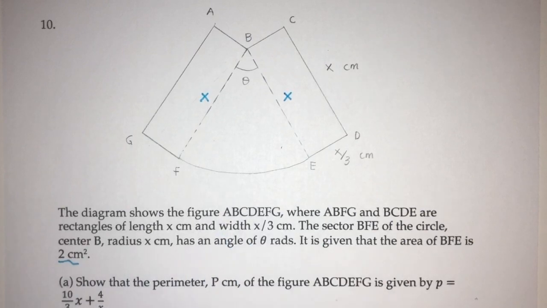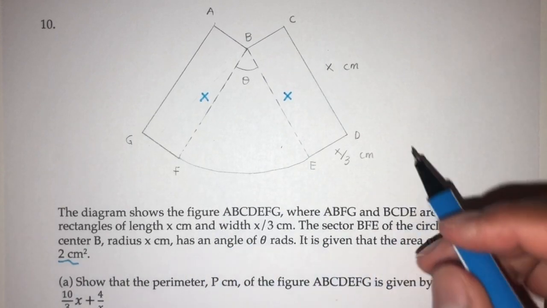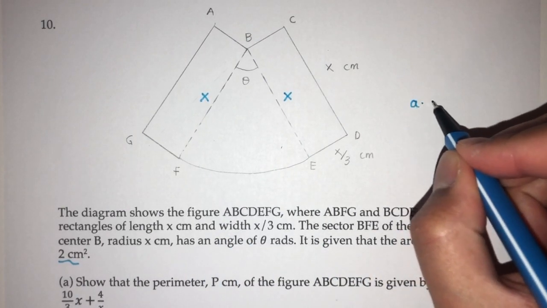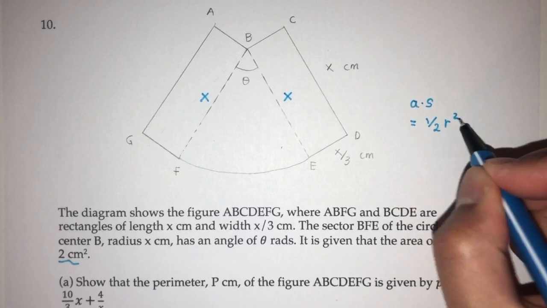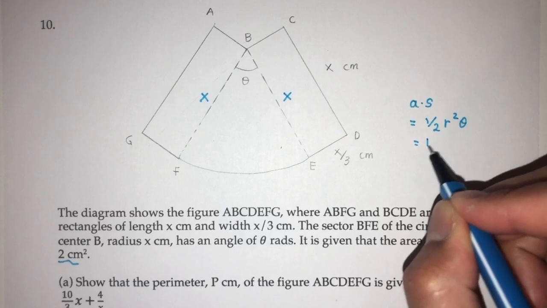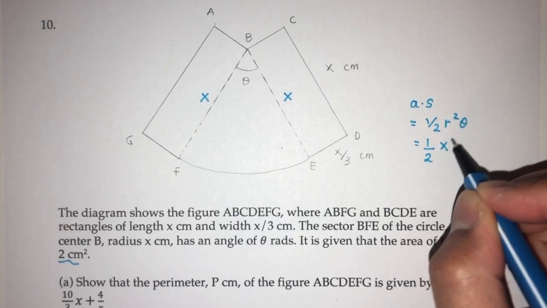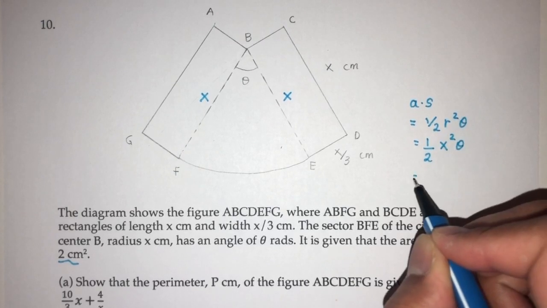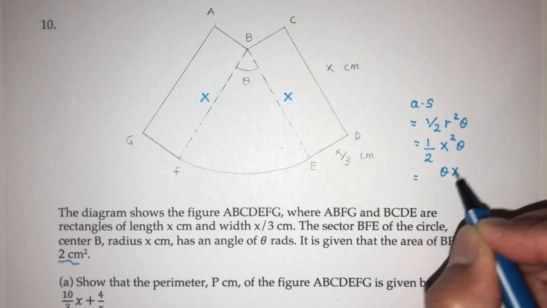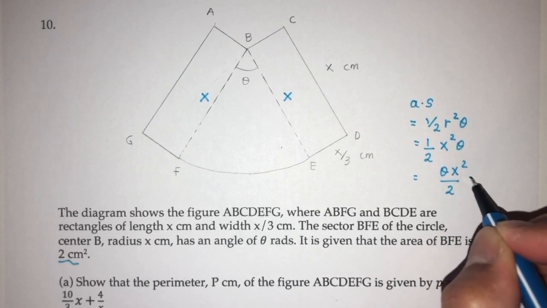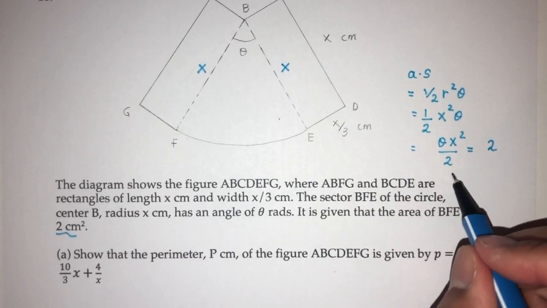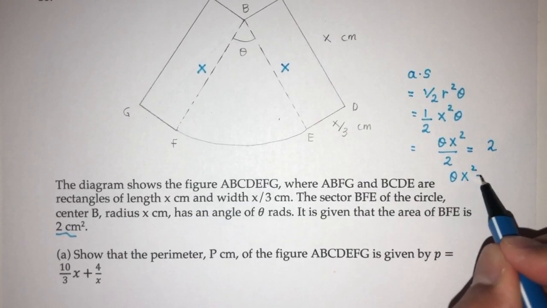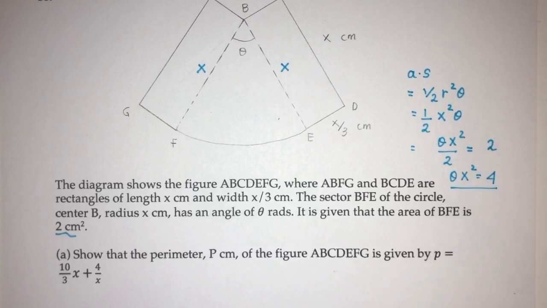So how do you find the area of a sector? The area of a sector is found by using the formula half r square theta. Now the radius is x, so that will be x square theta, that is theta x square over 2, equal to the value of 2, which is the area. So we can form an equation here, which is theta x square has to be the value of 4. Something we can derive by using the area given to you.